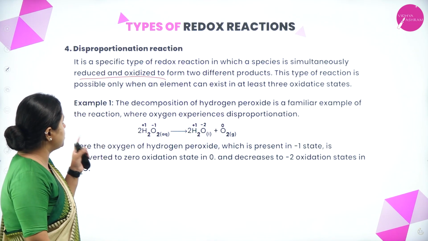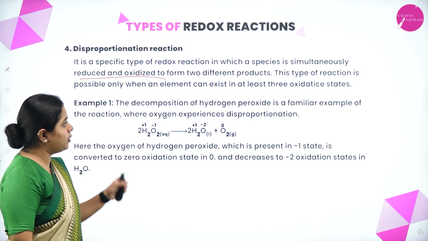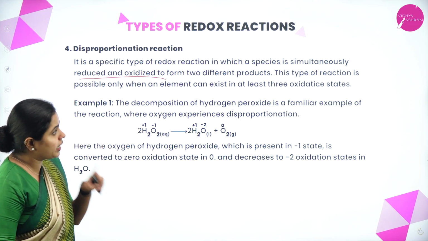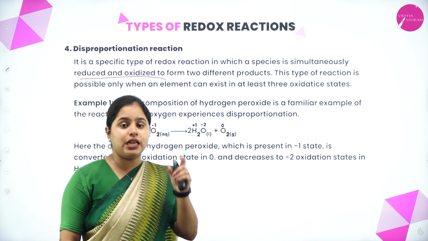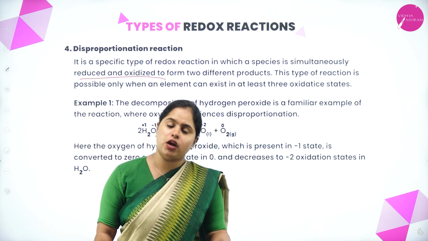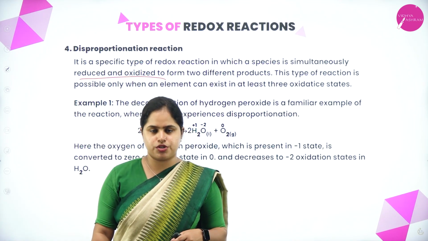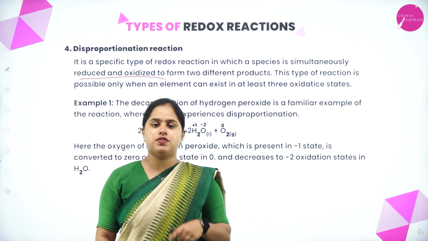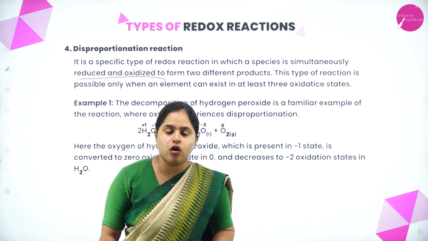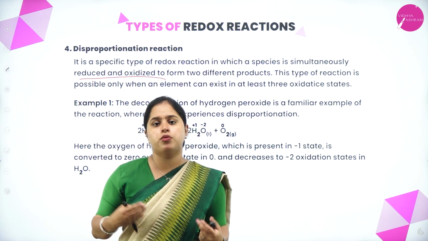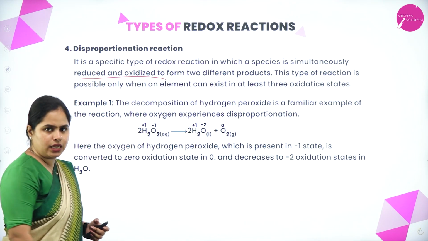This type of reaction is possible only when an element can exist in at least 3 oxidation states. So that element must have a minimum of 3 oxidation states. Then only it can get oxidized as well as reduced, right? So only such elements which have 3 or more oxidation states can undergo disproportionation reaction. So let's take an example and understand.